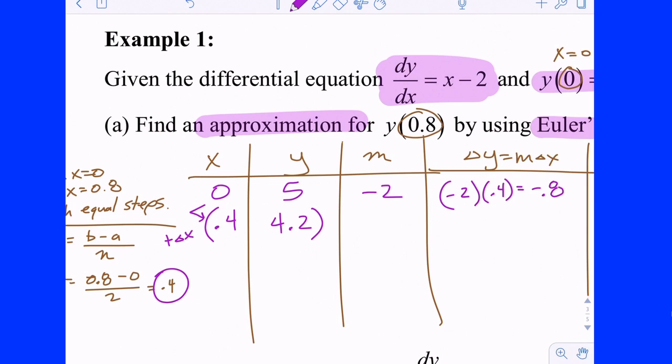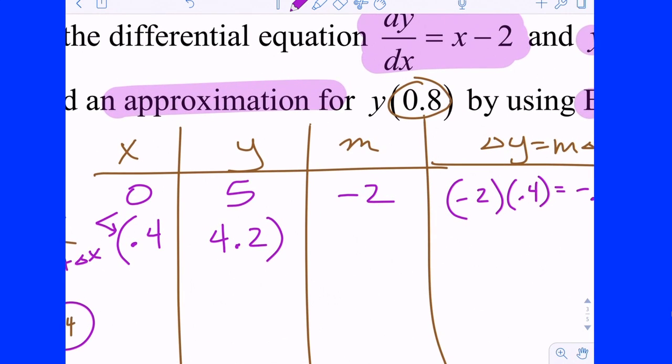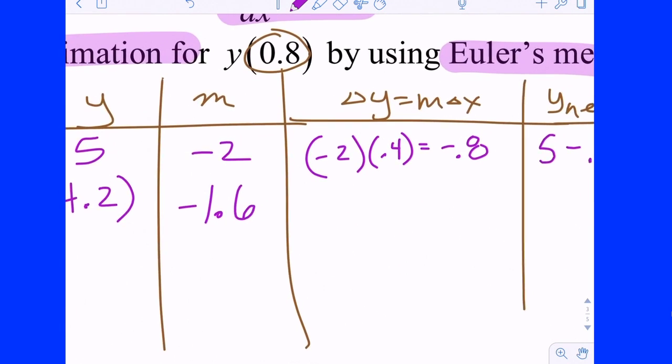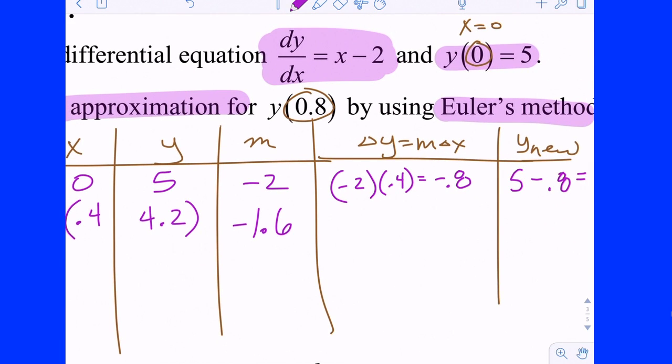All right, let's do it again. I need to figure out what the slope is now. So it's 0.4 minus 2. What's 0.4 minus 2? Negative 1.6. Notice the slope is different. It's slightly larger now. And we now march out along that slope. The slope is less steep, but it's actually increased, right? It's less negative.